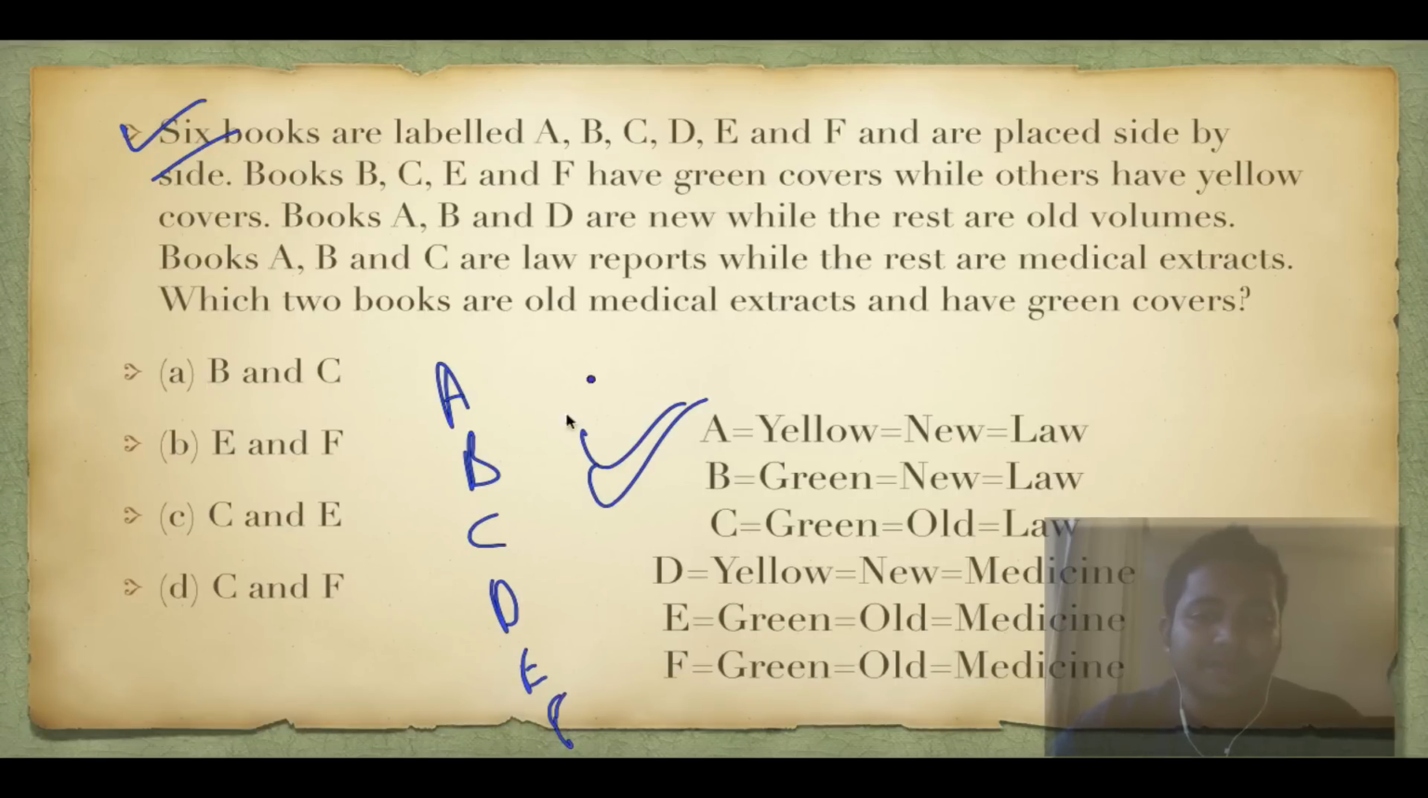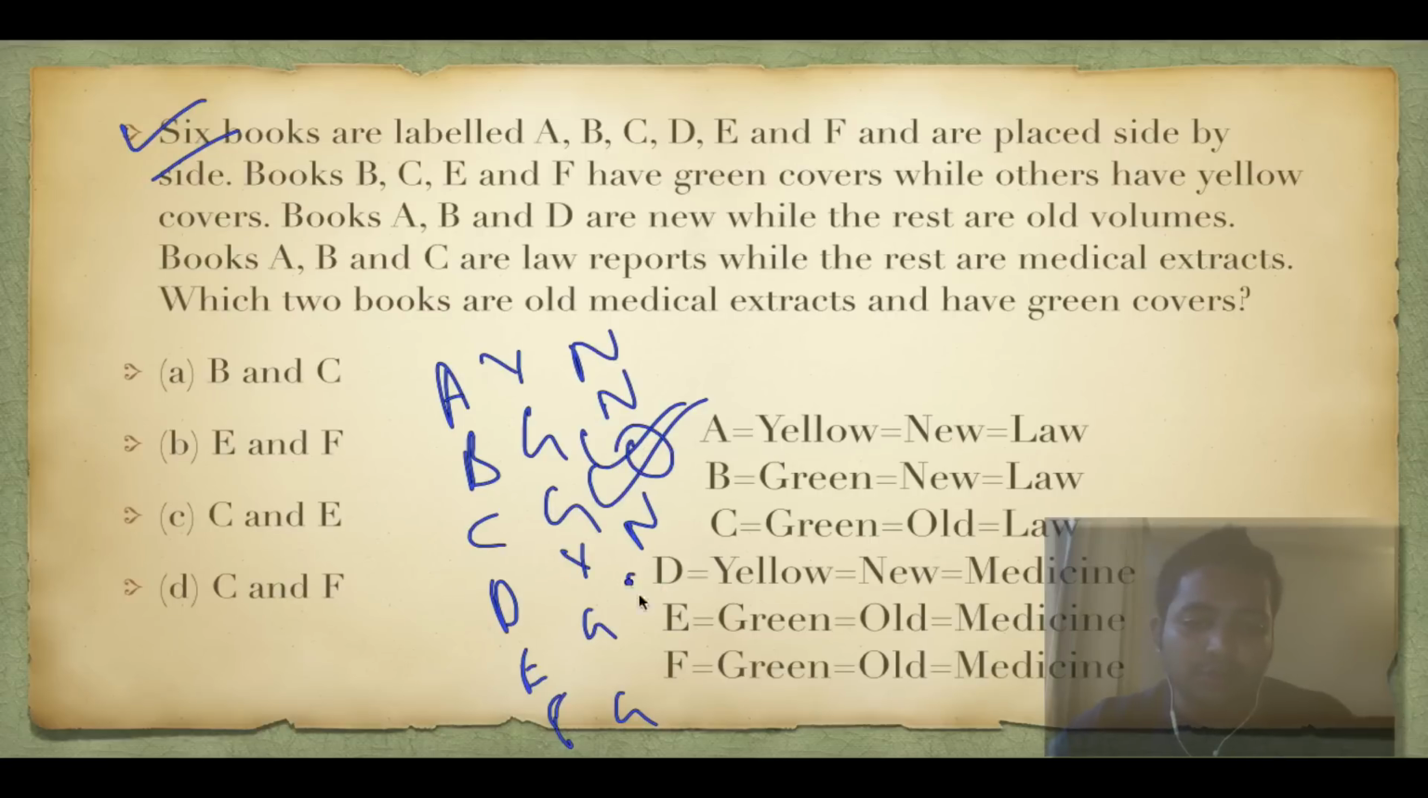Then B C E F have green color, so green, green, green, green, and others have yellow. Then books A B D are new, while others are old. Then A B C are law reports. There are 3 medicine books. So what is the question? Which 2 books are old?